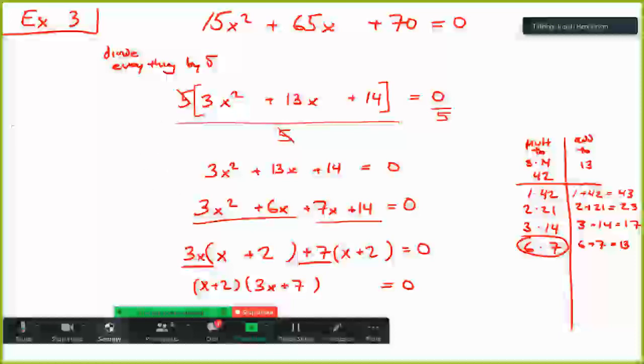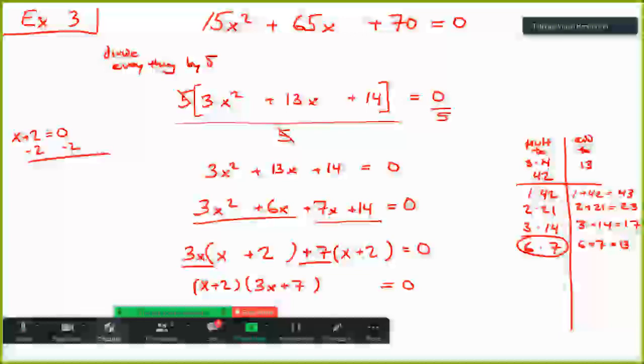I'll do this on the left, where there's some blank space. So x plus 2 is 0, minus 2 to both sides. X is negative 2. Sweet.